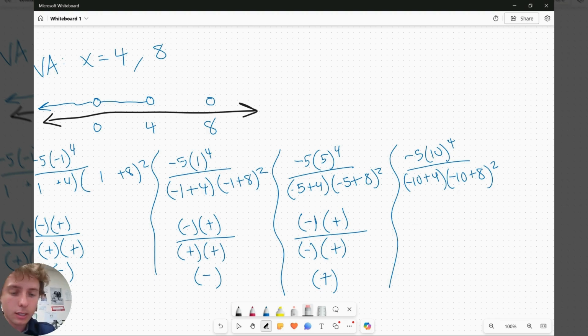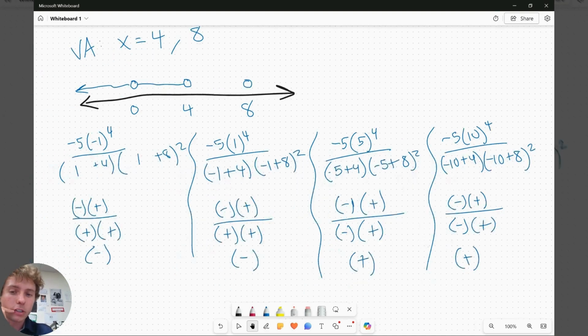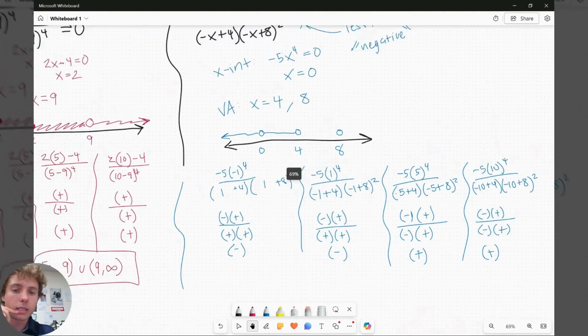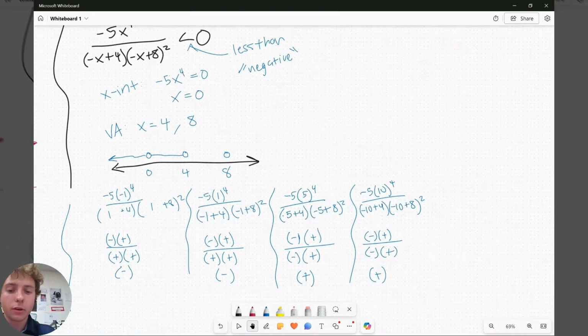Getting our values, then let's see what that comes out to. That would be a negative times a positive on top. That would be a negative times a positive on bottom. Okay, I do know that negative 10 plus 8 is negative 2, but if you square that, it does come out as positive. So this entire thing then is positive after that spot. So we know our function then is negative. It is less than 0 just on that left side of 4.